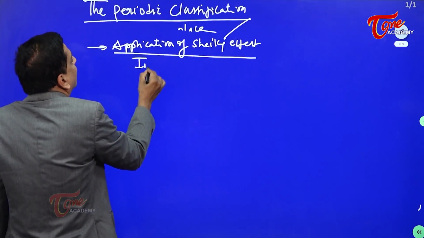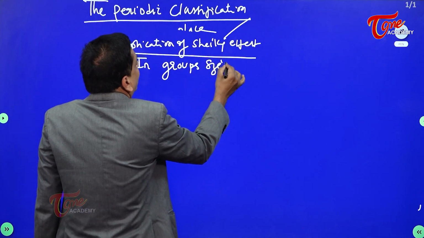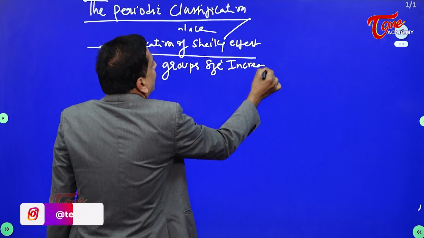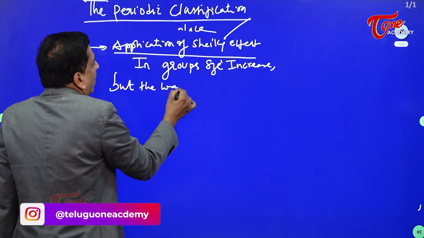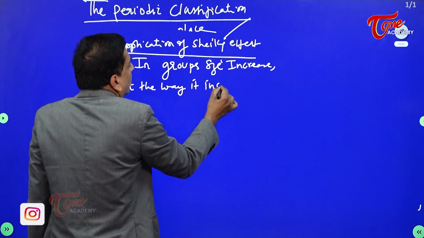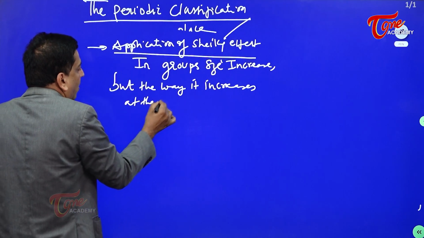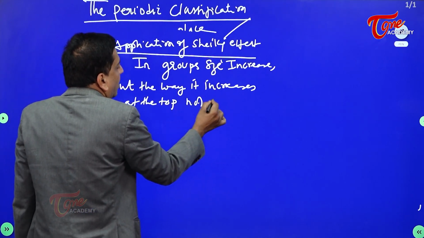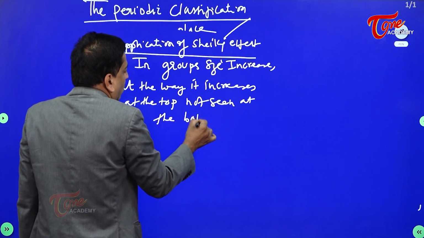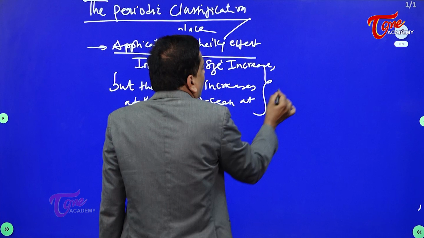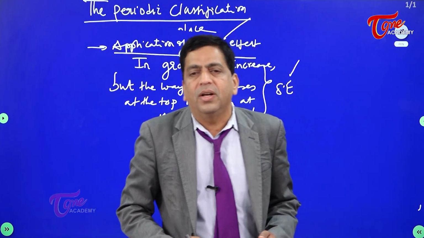In groups, size basically increases. But the way it increases at the top is not seen at the bottom. And the reason for that is, of course, the shielding effect. Let me explain this point.